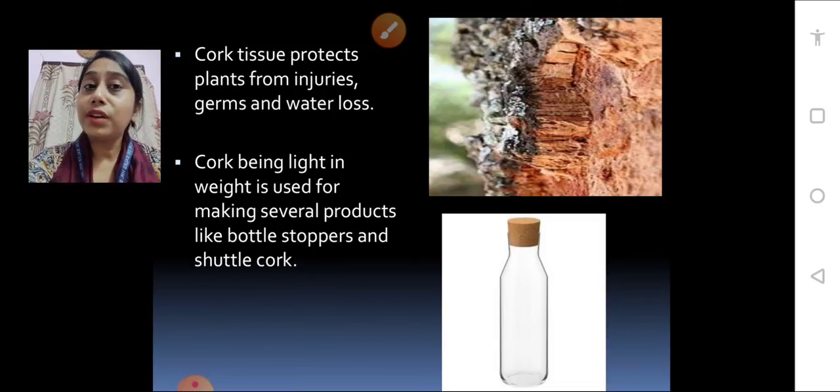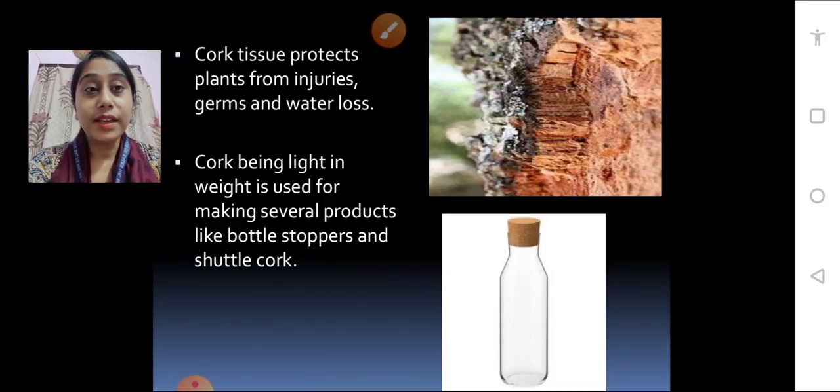This cork you have seen in the bottle in this image. See, the bottle is closed. The cap of the bottle is made up of wooden cork. In glass bottles especially, we see these wooden corks. Not very common now, but we find its use. This cork is used in many different ways.